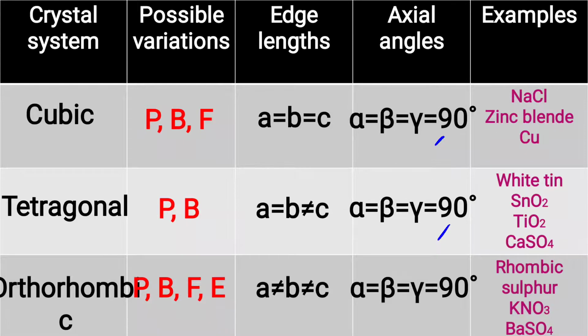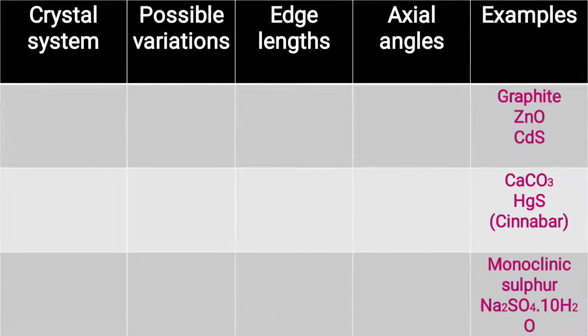These are the examples. Okay, so now let's have a look at the possible variations. Here we have 3, here we have 2, and here we have 4. Totally we have 9 right now. Moving to the 4th crystal system. Now you're getting an idea as to where we are heading towards. So now we have hexagonal crystal system.